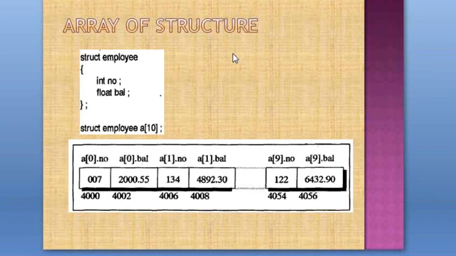So why are we using this structure? How is it different from an array? Any answer? Why are we using structure instead of array? We have seen various differences between arrays and structures. Any answer?